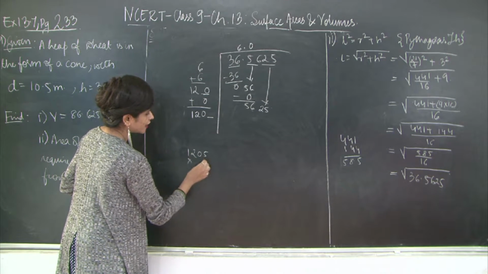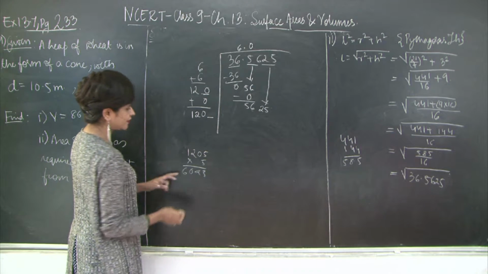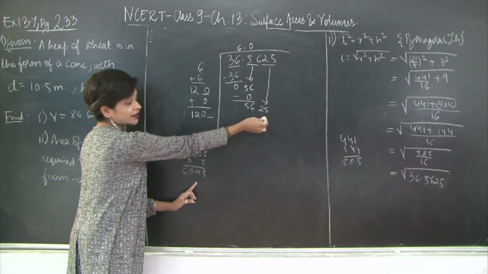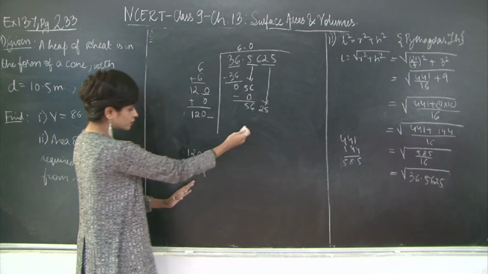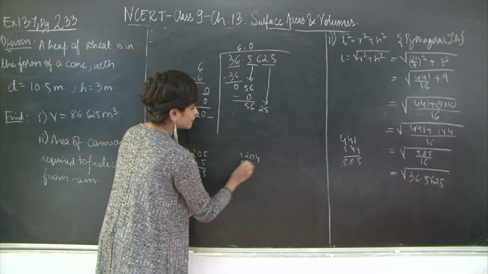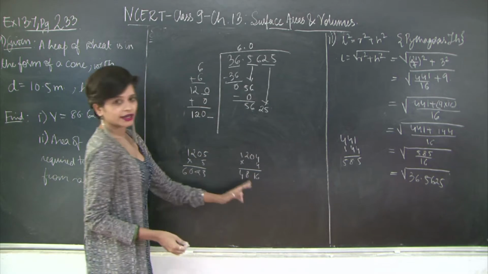So let's check the middle value. 1205 into 5. 5 5s are 25, 5 2s are 10, 5 1s are 5 plus 1, 6. So multiplying by 5 is giving a number that's greater than 5625, but it's quite close to 5625, right? So let's check 1204 multiplied by 4. 16, 8 and 4. So 4816.